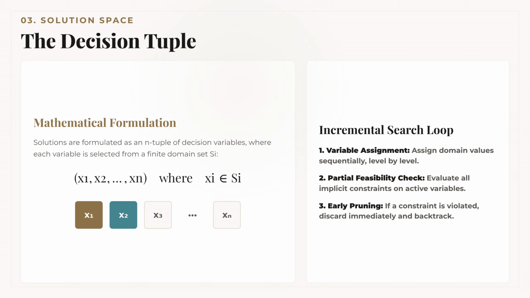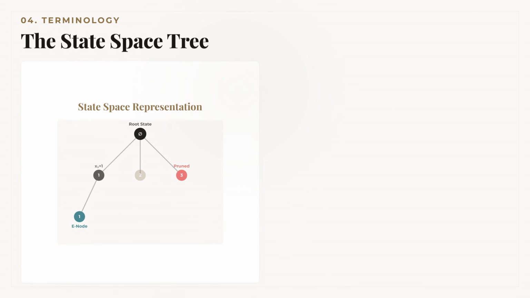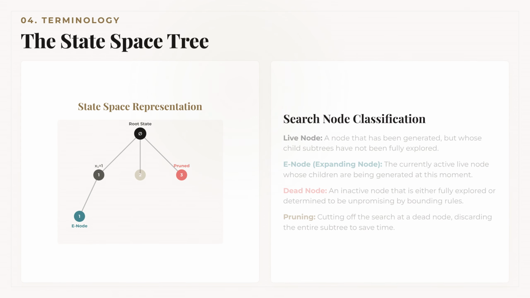To visualize this search process, computer scientists use a structure called the state space tree. The state space tree represents every possible state of the problem. The root node corresponds to an empty solution. Each level of the tree corresponds to the assignment of one variable. The children of a node represent different choices for the next variable.